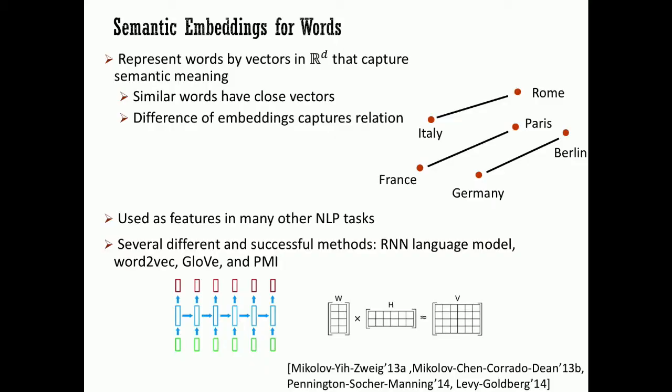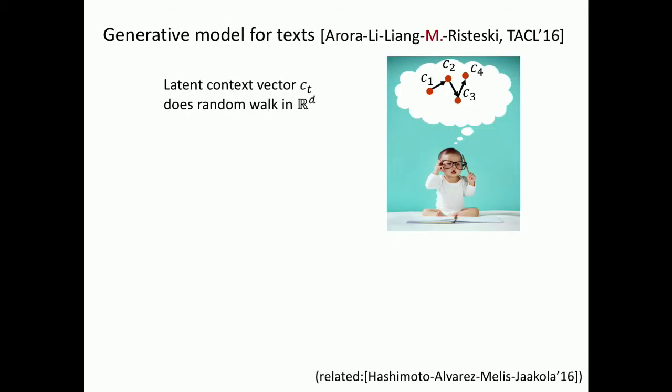So our explanation is via a generative model for the text. Our model is like this. We have a latent context vector, c sub t, which tries to model what we are thinking in our mind. So basically, this vector c_t changes slowly over time, and it tries to model the context, the theme in our mind when we write the document. And at each time, given the context vector, we generate the word via a log-linear model.